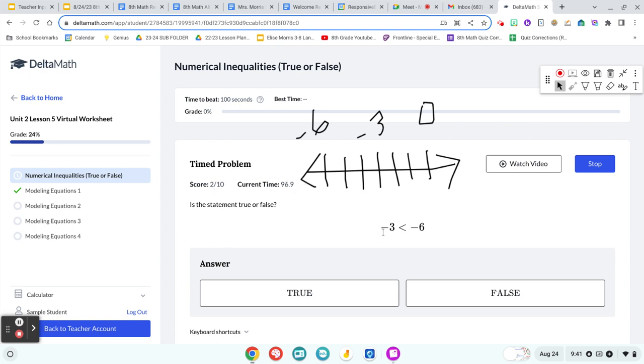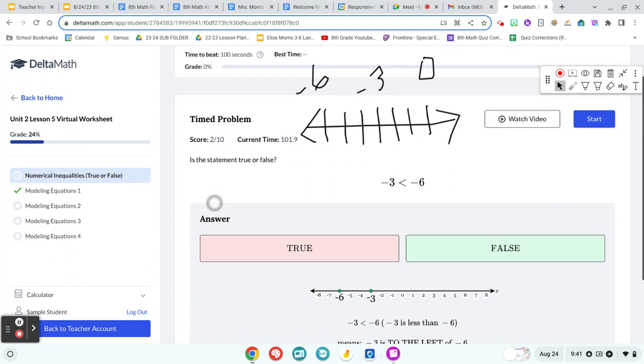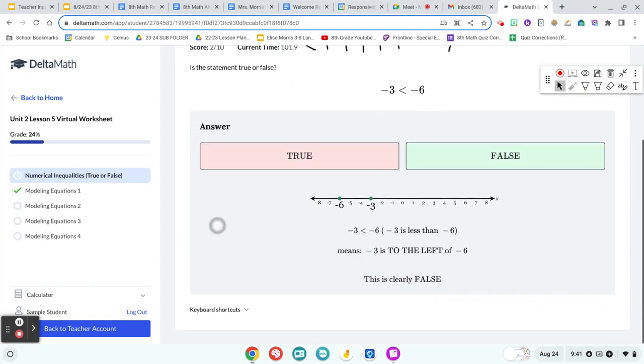So is -3 less than -6? Oh, I've selected the wrong answer. Let's look at the explanation why. -3 is less than -6. Is -3 to the left of -6?